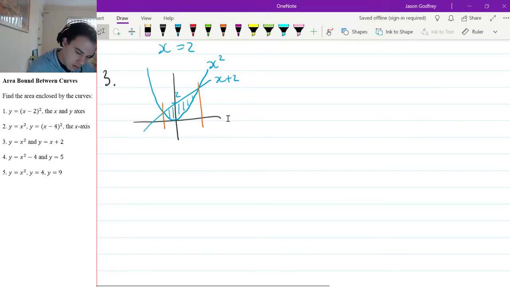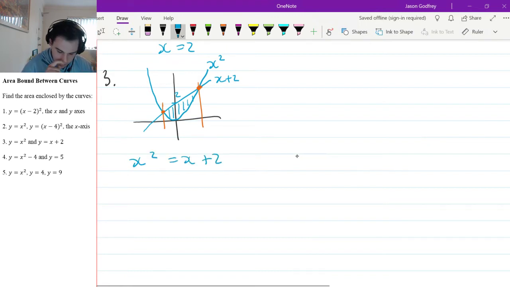Well, again, these are the points of intersection. And how can we find the x coordinate of the point of intersection? By equating the curves, and because we only need the x coordinate to integrate bound by the x-axis here, we don't even need to worry about the y coordinate. So let's equate x squared. When does x squared equal x plus 2?